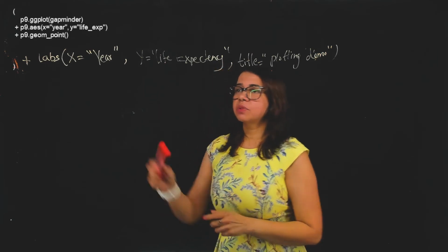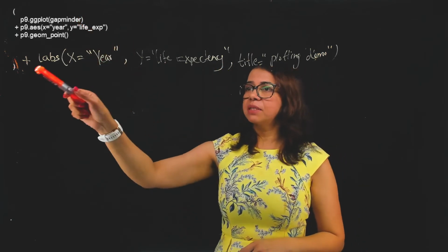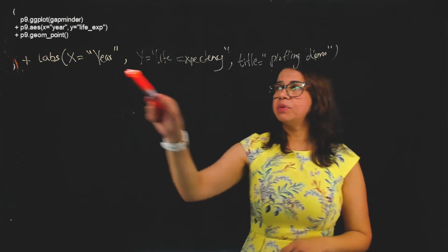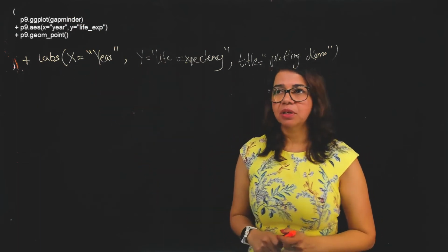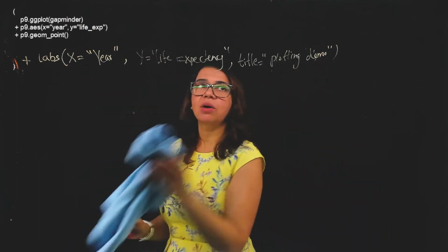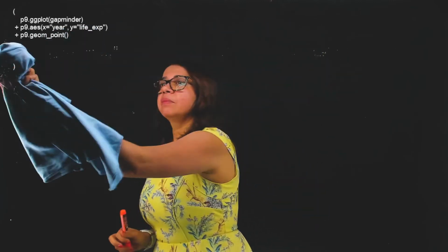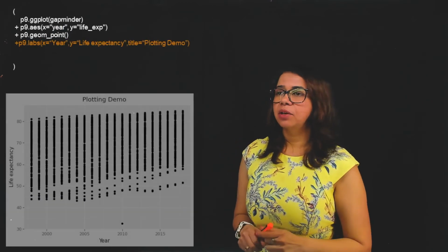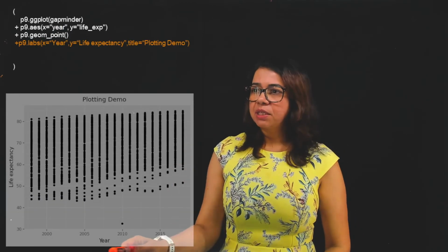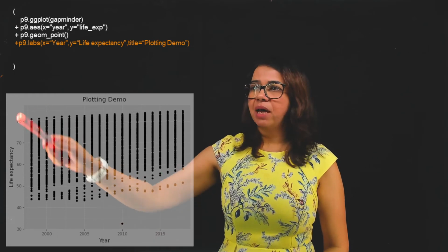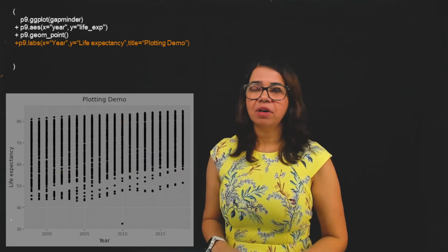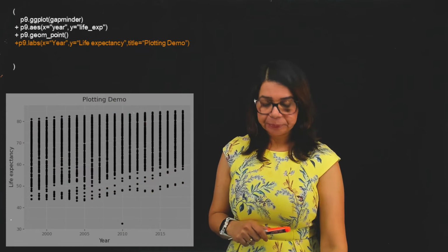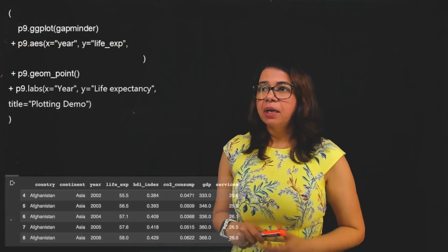Okay, so this was my previous code, and I've just added one more layer, which is about the labels to this plot. So let's see what changes after you execute this code. There you go. Now you can see the x and y labels have changed, and we also have a plot title here.